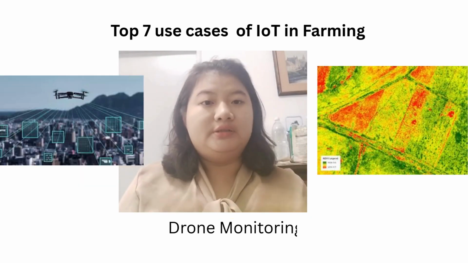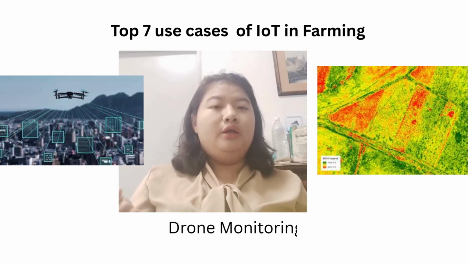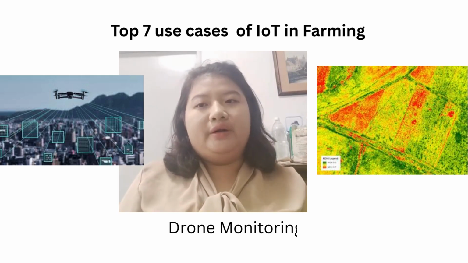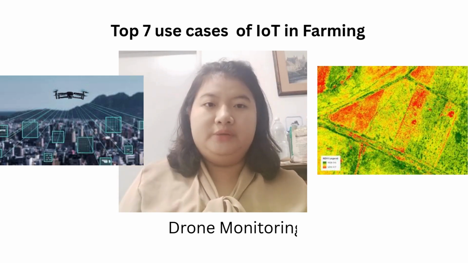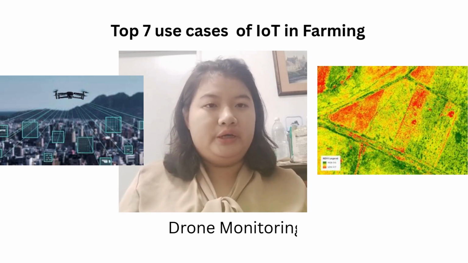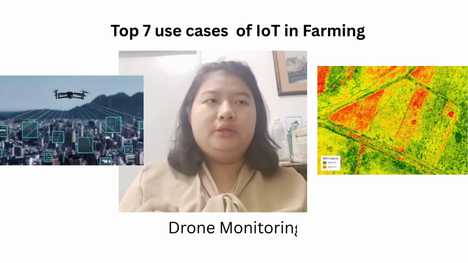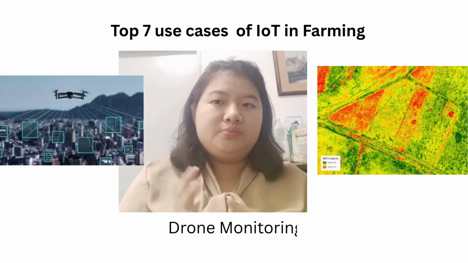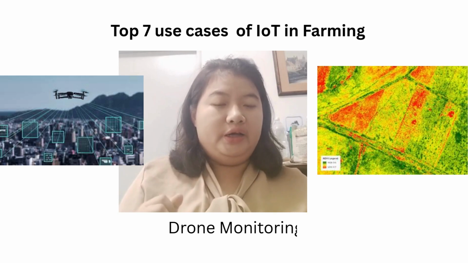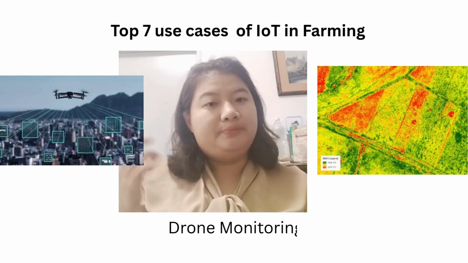Drone monitoring is the last that we use of IoT in farm. Drones can scan the fields quickly, as they are mostly applied in palm oil fields, paddy fields and also coconut fields. They can show the problem areas using NDVI, which, as I said just now, can show the plant health.